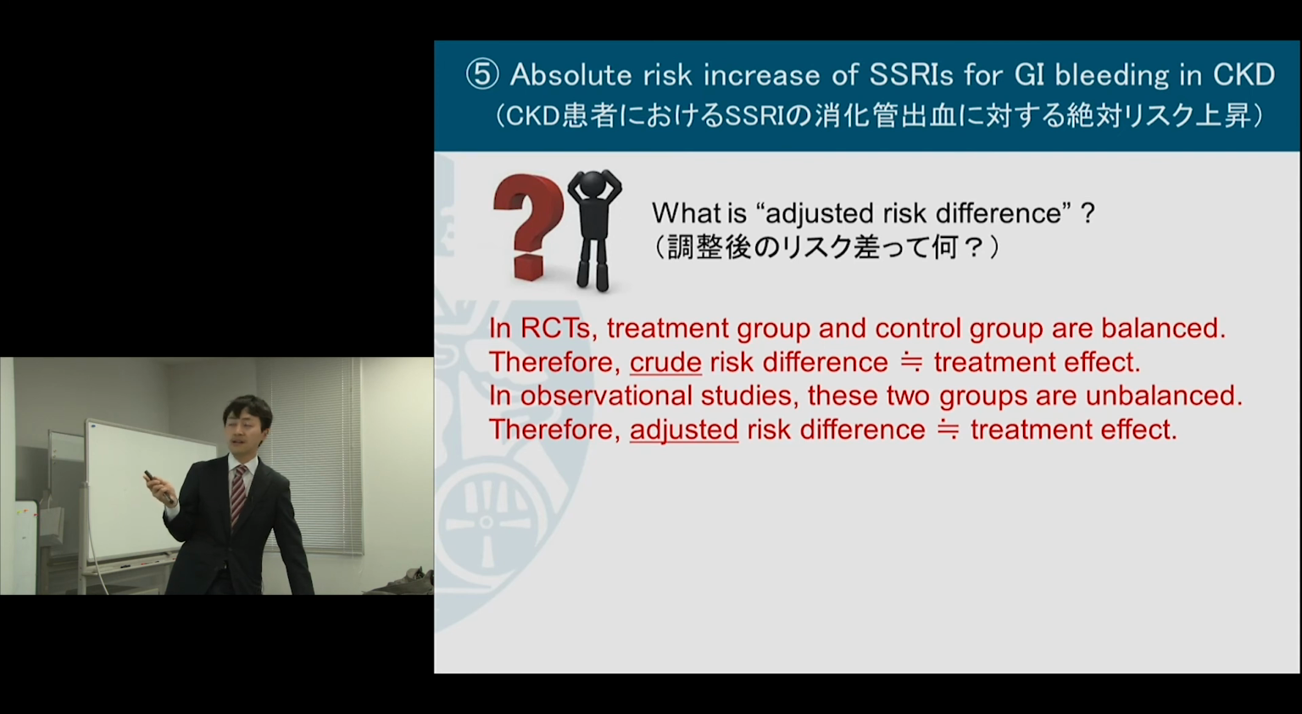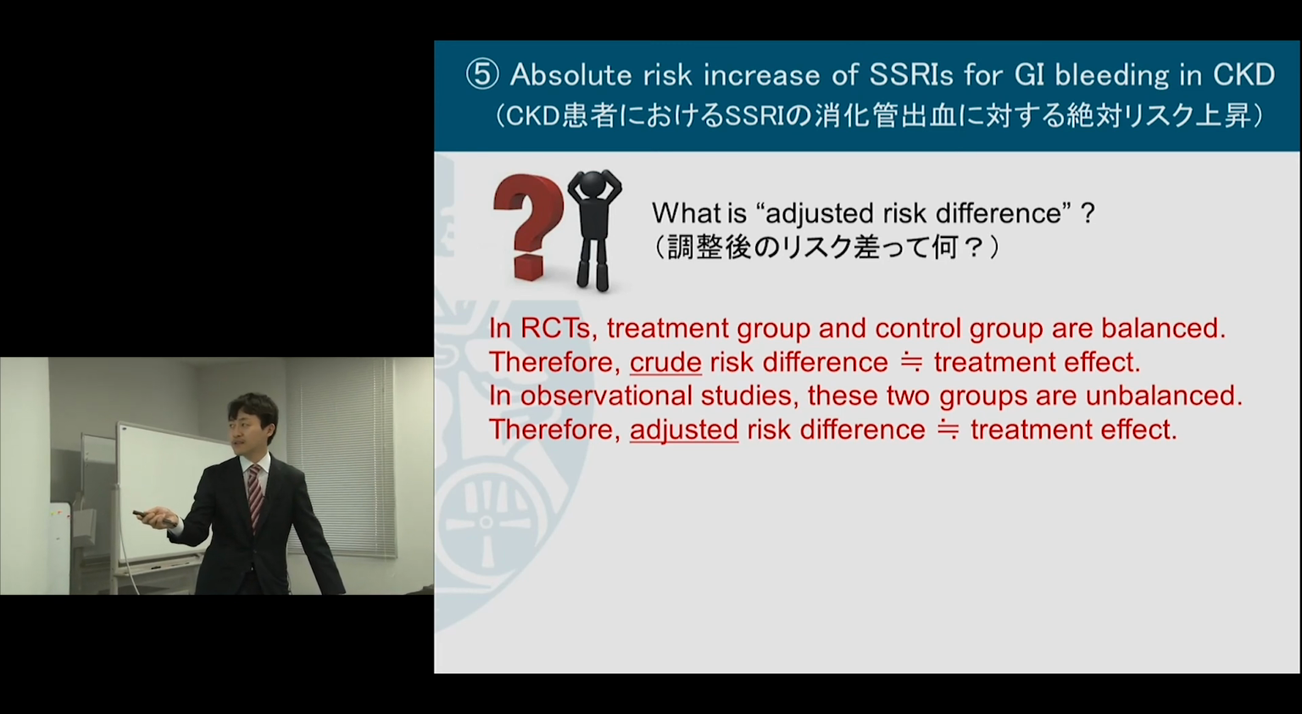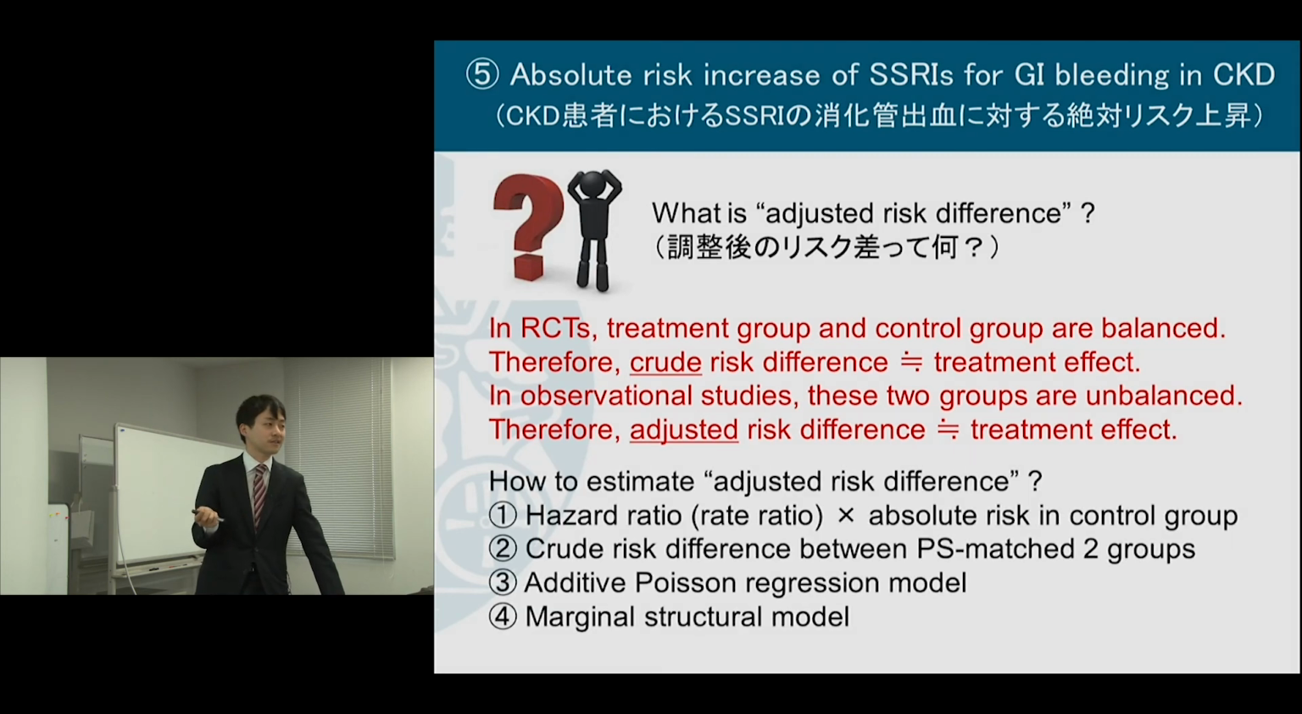After learning for a while, I understood that in RCTs, treatment group and control group are well balanced because of randomization. You just take a difference between the groups, which is crude, but this is the treatment effect because there is no confounding between the groups. But in observational studies, if you take the difference between the groups, it is unadjusted and confounded. So confounding adjustment is needed to estimate treatment effect. This was very new to me. And I consulted statisticians, and he suggested 4 or 5 options.